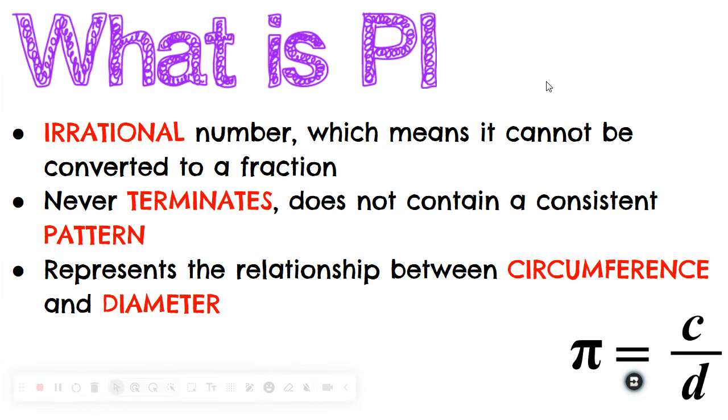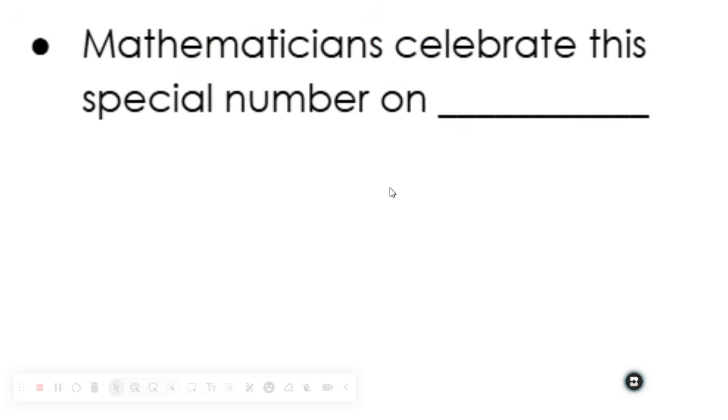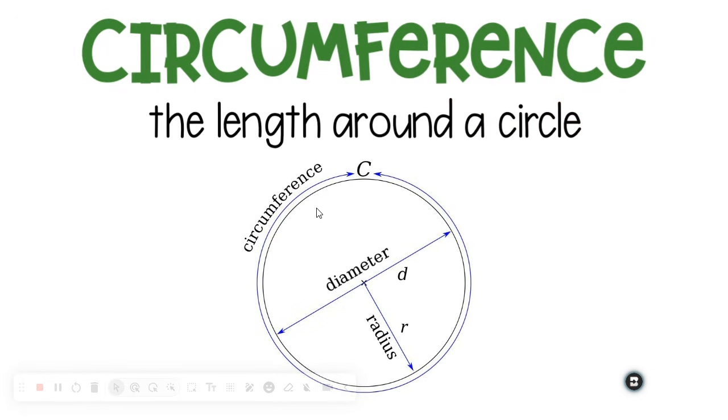There's one more thing on here. It's not on your notes, but just a fun thing to discuss. Mathematicians celebrate pi on March 14th. This is why we call this day Pi Day, because March is the third month and the 14th day, so 3.14.